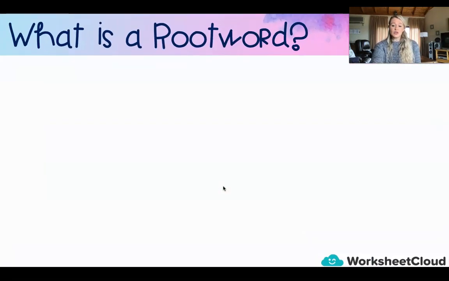So I'm going to start off by talking about what a root word is. Now, specifically, if we think about the word root, a root of a plant is sort of the beginnings of your plant, the base of the plant where it anchors itself to the ground. So your root is there for anchorage. And I'm making reference to plants because the same concept applies to English as well.